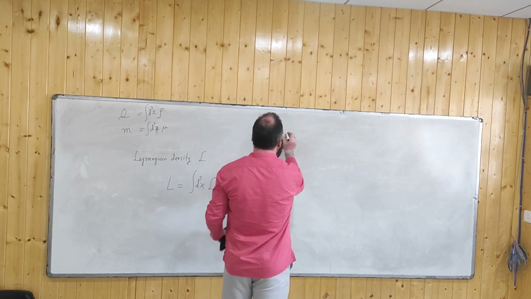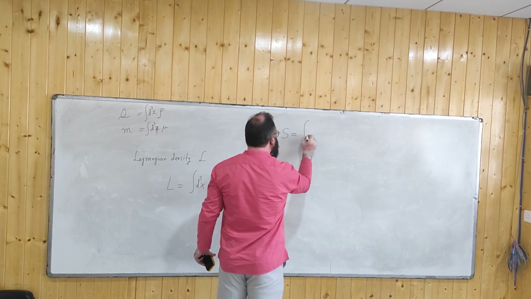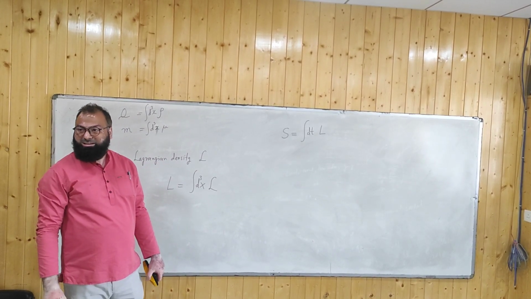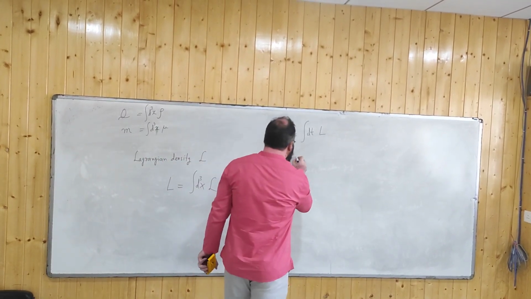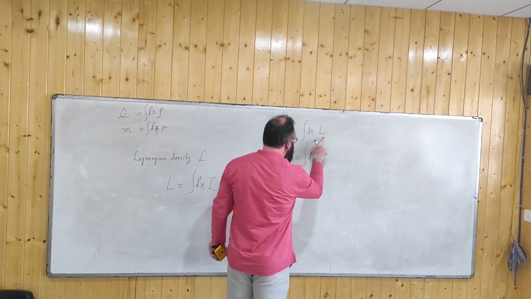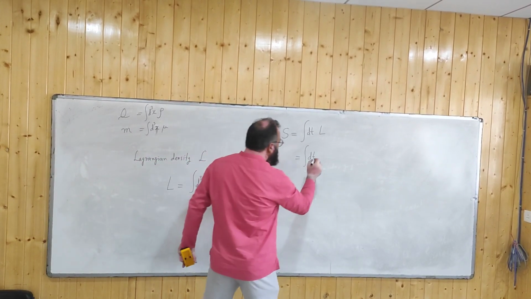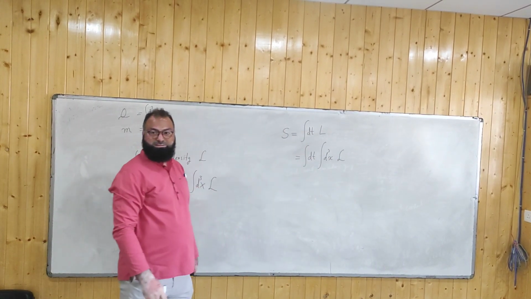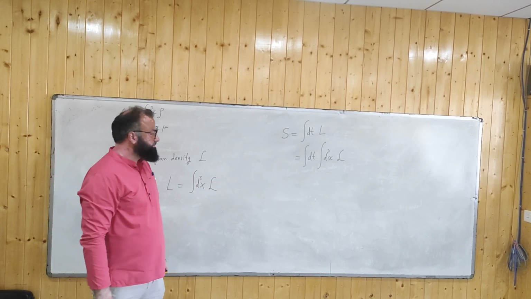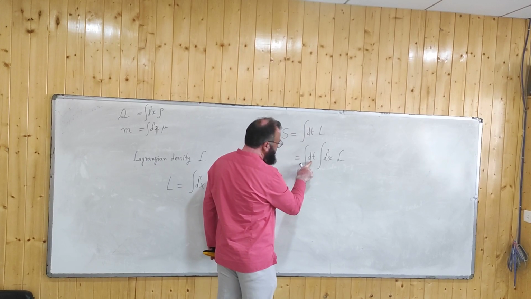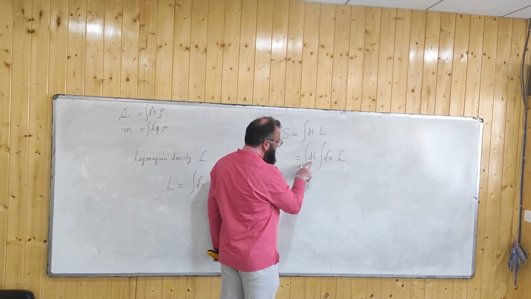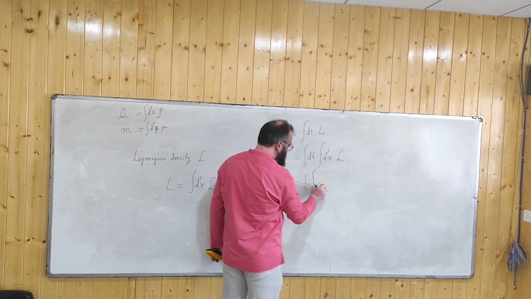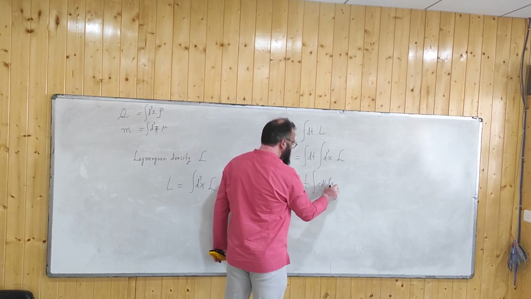So now let's write the action. If I have the action S, we usually write it as the integral of dt L. Then what is L in terms of Lagrangian density? It is the integral of d3x of the Lagrangian density. Now let's multiply this dt by c, so I have c dt d3x and the Lagrangian density.